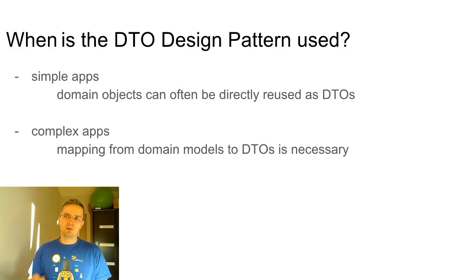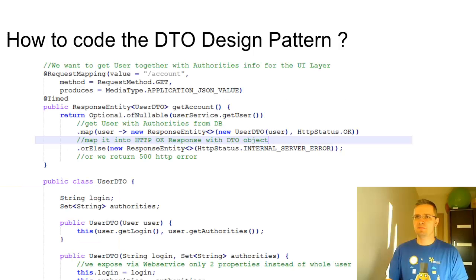Okay, next question. When is the DTO design pattern used? For simple applications, the domain objects can often be directly reused as the DTOs and passed through directly to the display layer, so that there is only one unified data model. But for complex applications, you don't want to expose the entire domain model to the client, so a mapping from domain models to DTOs is necessary.